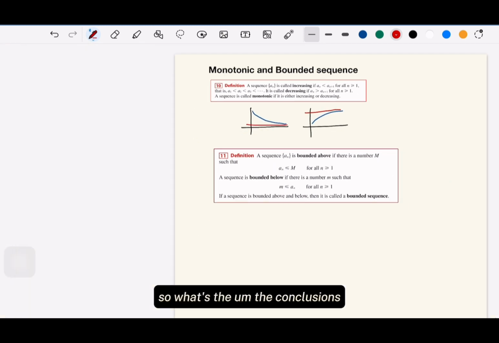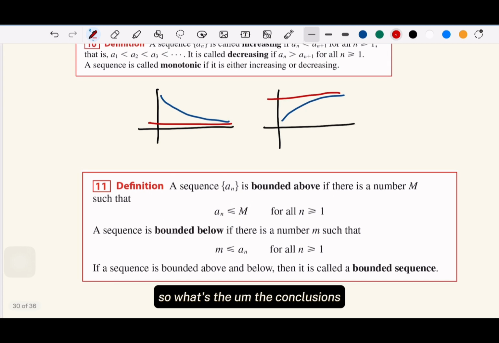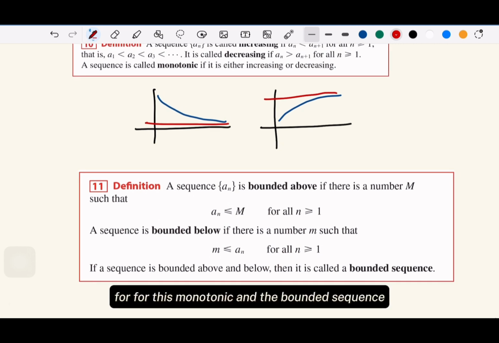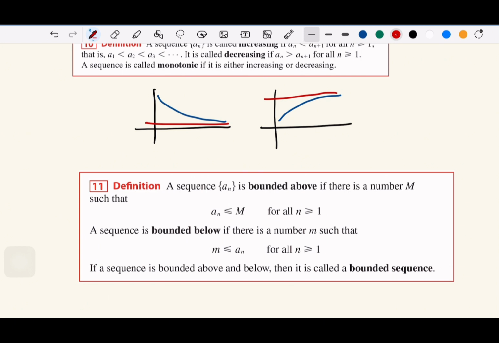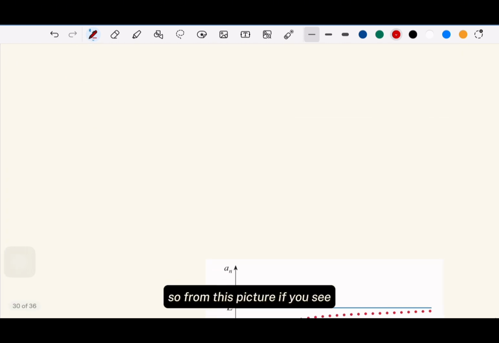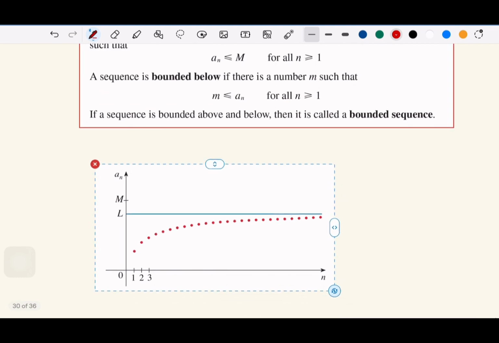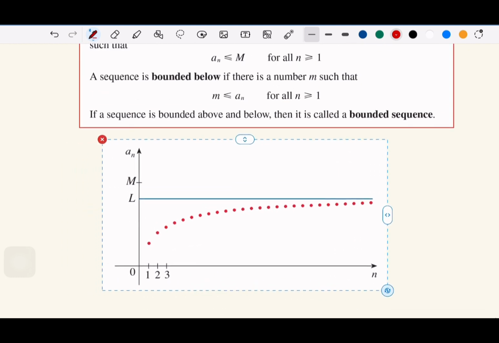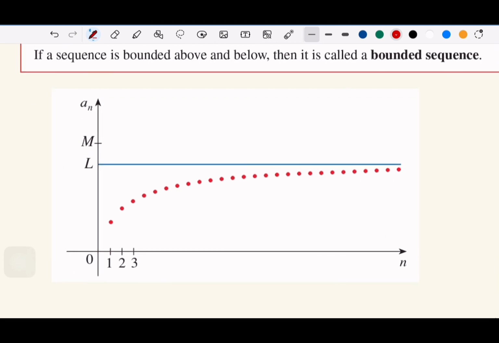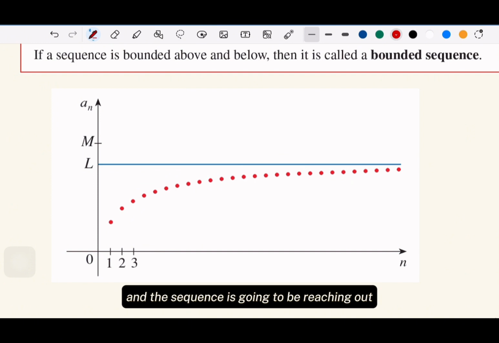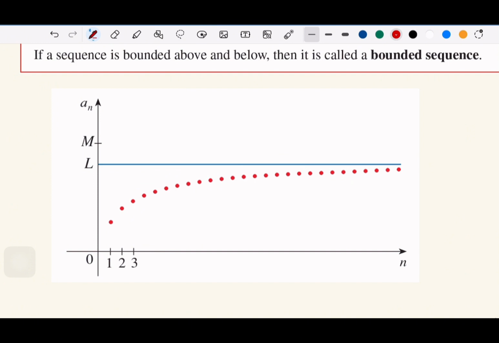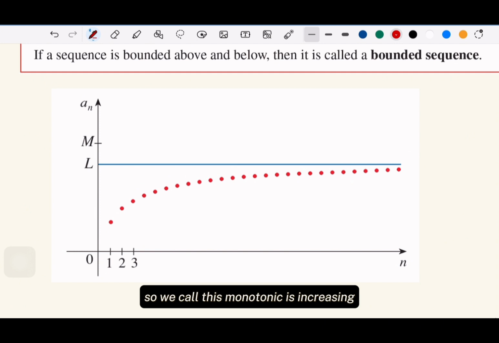So what's the conclusion for this monotonic and bounded sequence? From this picture, if you see, this is explaining the capital M, and the sequence is going to be reaching the L. So we call this monotonic, it's increasing, and then it's bounded.